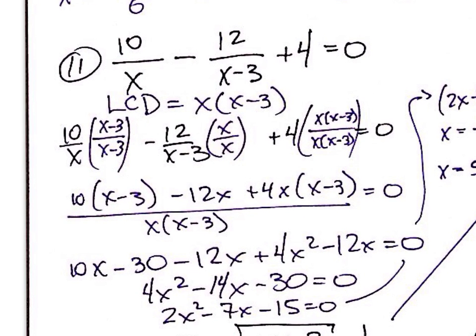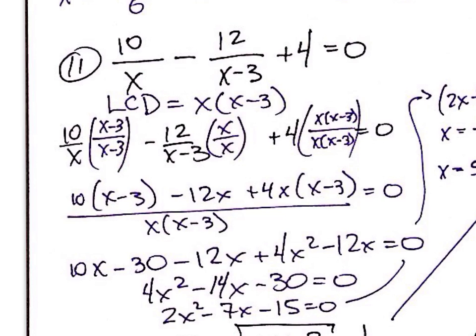And number 11. Okay, rational expression, variable in the denominator. So what we're going to do, here's our LCD. We're basically going to convert everything to that. First term, I'm multiplying by x minus 3 over x minus 3. Second term, multiplying by x over x, and then the 4, we have to deal with the 4, it's part of the equation, gets multiplied by the LCD over the LCD.